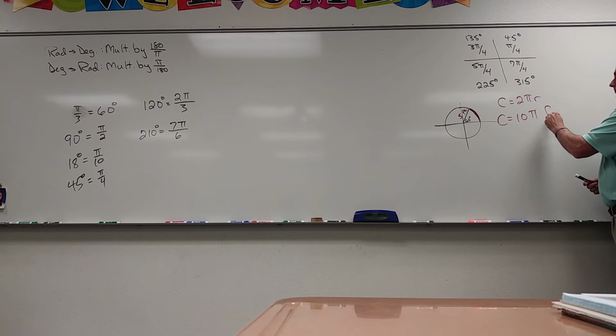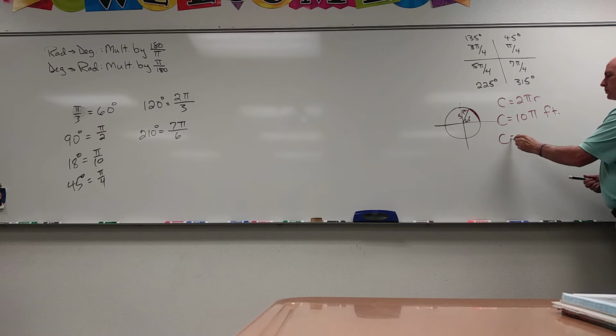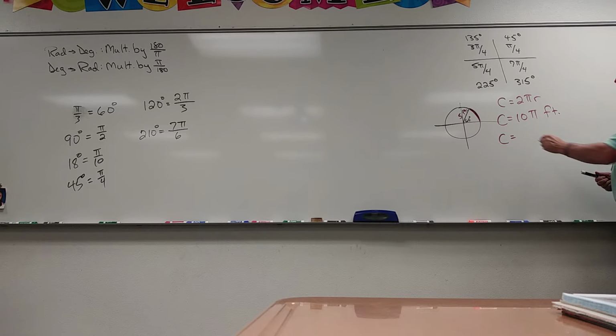Feet, right? Since we know what pi is, give me an approximation of the circumference of this circle. 31.4 feet. Is that fair? Okay.